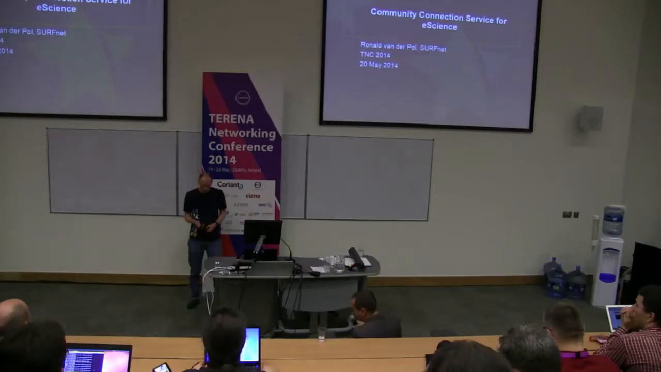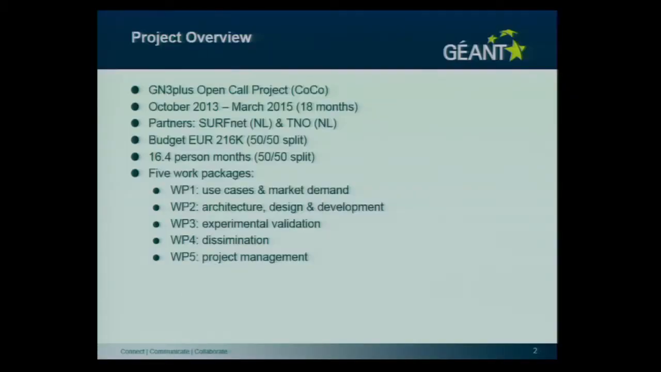So my talk is about the community connection service for eScience. This is a GN3+ open call. It started in October last year and it runs until March next year. Partners are two partners, SURFnet together with TNO. The budget is 216,000 euros and we split this between the two companies. There's 16 person months involved and we also split that evenly.